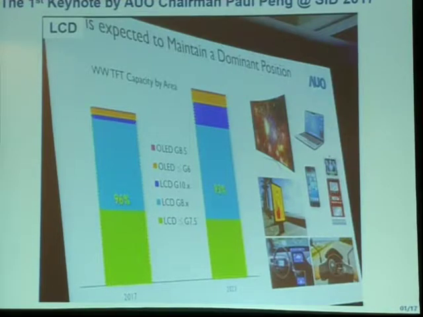Actually, this is another slide presented by the AUO chairman Paul Fang at the SID this year. You can see LCD is expected to hold the mainstream dominant position until 2023. Okay, so LCD will actually be mainstream, although it's up until the time of 2023.